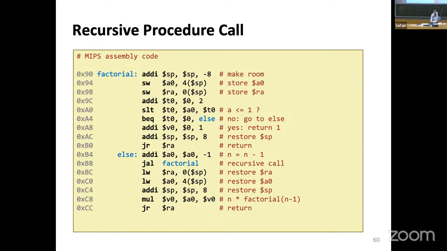I load A0 from this location. I pull it back because this was the one that I put back. And now A0 is going to be 2. And now I'm going to restore the stack pointer to where it was before. So this one is now going to point to F4. Is it? Yes.